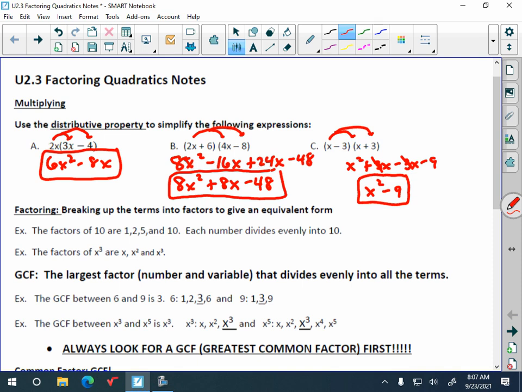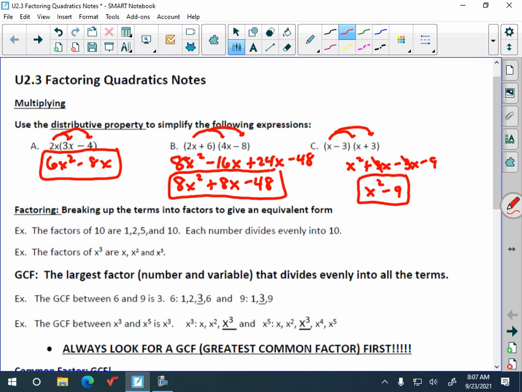All right, so this should be pretty easy. Just a review of what we just came from, taking the quiz. 2.1, multiplying. All right, so when we factor, we're going to be doing just the reverse. Right? So factoring is the reverse of multiplying. So these are factors, x minus 3 and x plus 3 of x squared minus 9. 2x plus 6 and 4x minus 8 are factors of this trinomial. And then 2x and 3x minus 4 are factors of this polynomial.